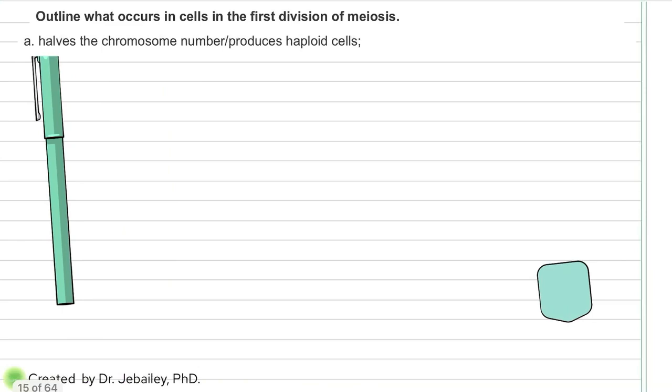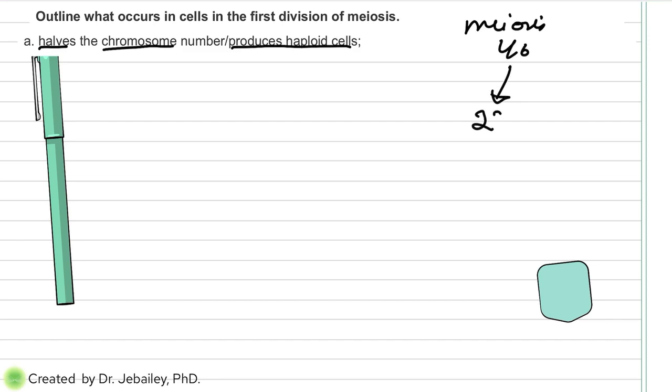So let's look at the mark scheme. Halves the chromosome number, produces haploid cells. So this was just explaining what meiosis is about, because meiosis again is all about going from a 46 to eventually going to a 23. So you're going from a diploid to become a haploid cell.